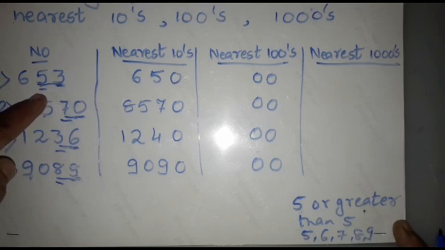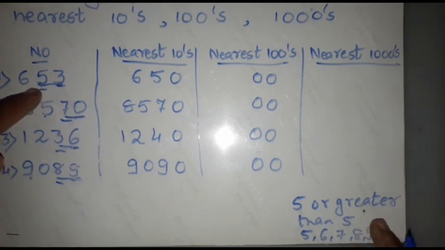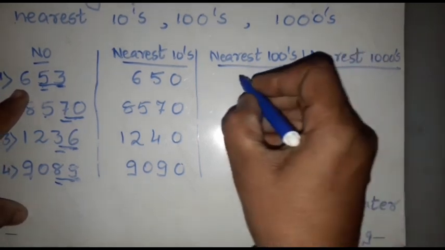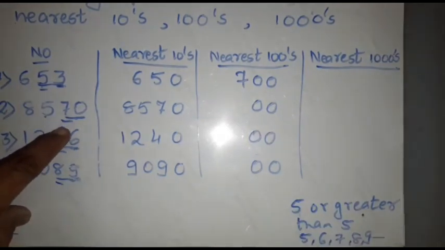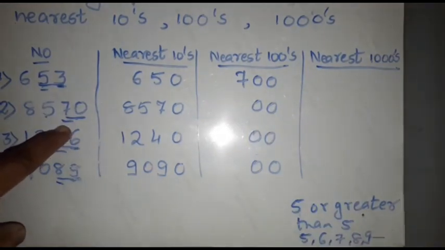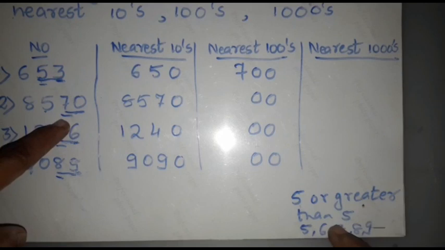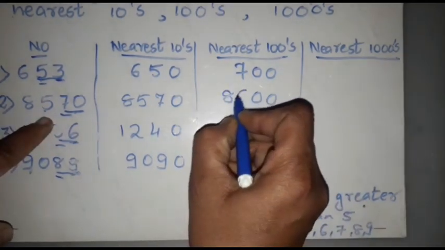So here the underlined digits are 53 and the digit at the higher place is 5. So the condition is satisfied. So prior to this 6 is given. So 6 plus 1, that is 7. Here second question, 7 is at the higher place. The condition is satisfied. 7 is greater than or equal to 5. So 85 plus 1, that is 86.